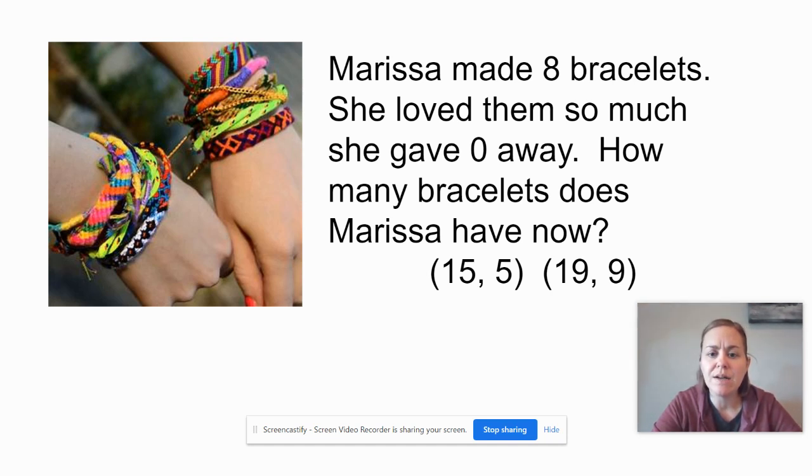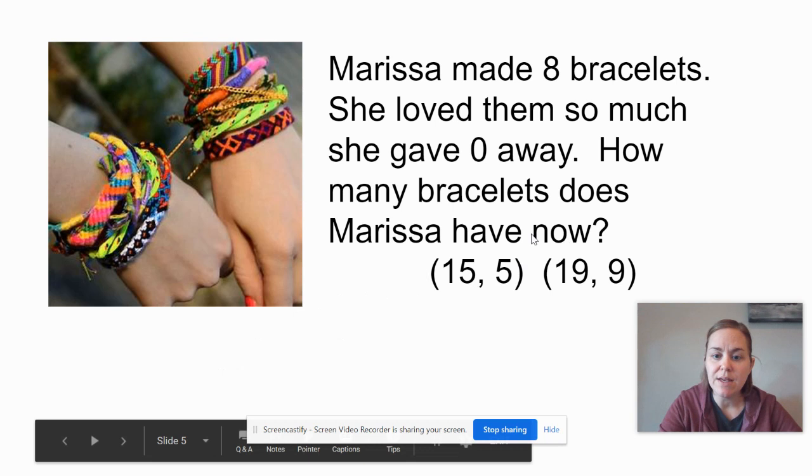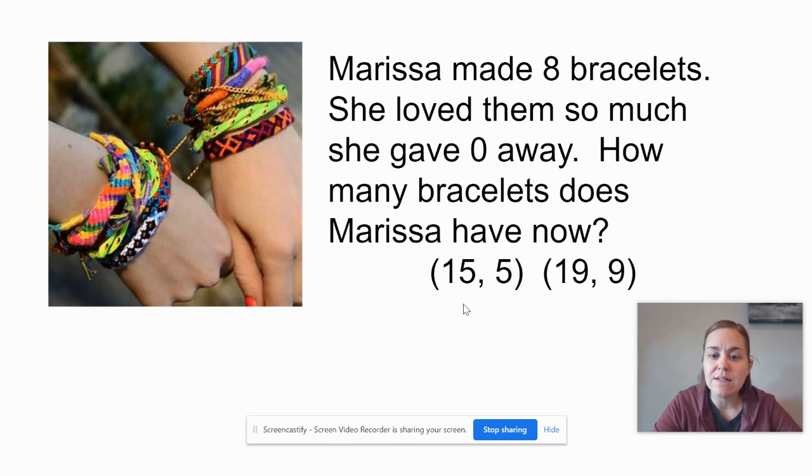So let's read it one more time and then we'll read it with these other number sets as well. Marissa made 8 bracelets. She loved them so much she gave 0 away. How many bracelets does Marissa have now? We know if we're not giving any away that that's the same as saying 0, giving 0 away. So that's the first one that you're going to solve. And then you're going to substitute these bigger numbers into your problem solving sentences, and you're going to show us how you can solve this one.